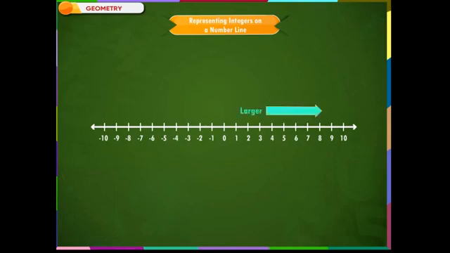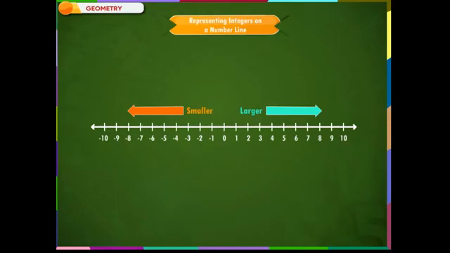Write the positive integers 1, 2, 3, 4, 5 and so on towards the right of 0, and write the negative integers -1, -2, -3, -4, -5, and so on towards the left of 0. Remember that the value of integers increases as we move from left to right on a number line, and the value of integers decreases as we move from right to left on a number line. Now let us study few examples.